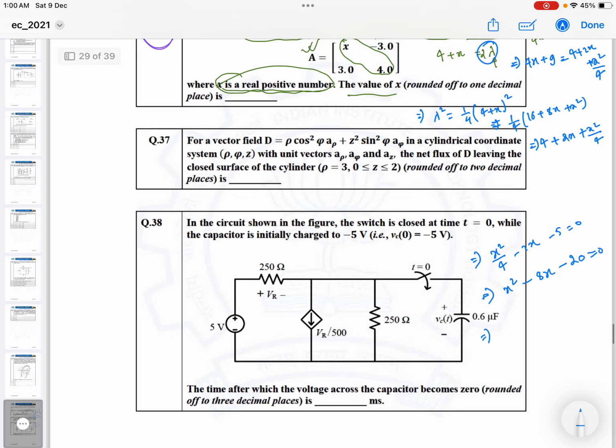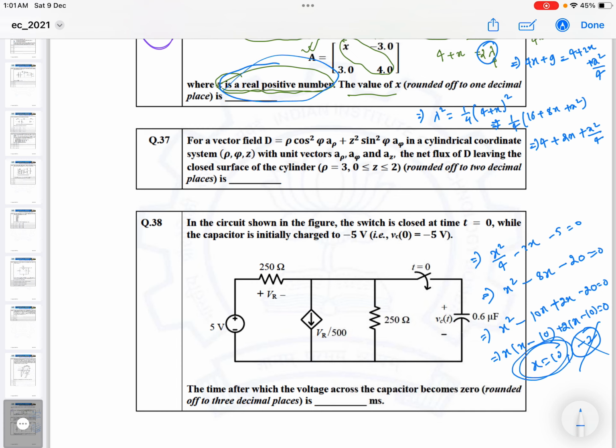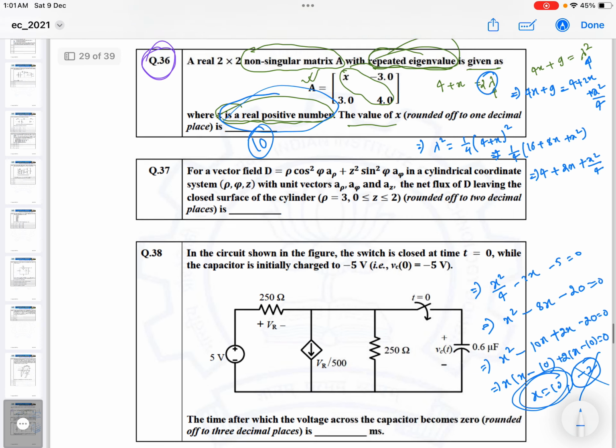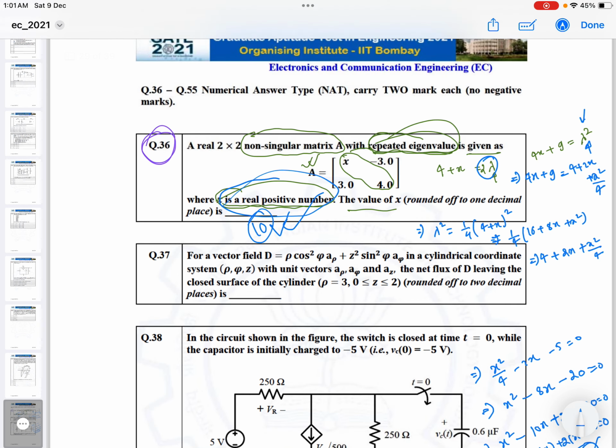We can factorize it: x square minus 8x, so minus 10x plus 2x minus 20. So we cannot take x equal to minus 2 because x is a real positive number, so x is equal to 10 is the correct answer for this.